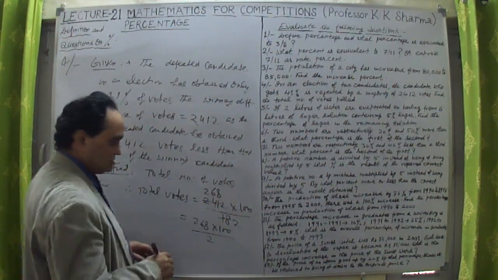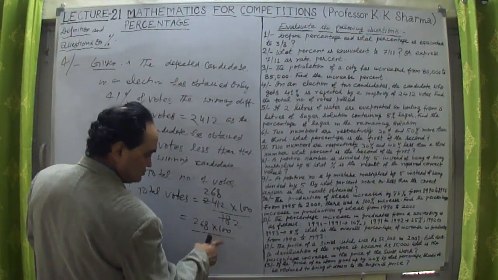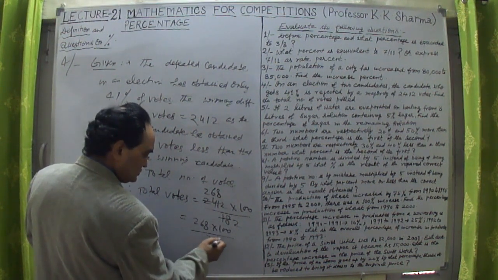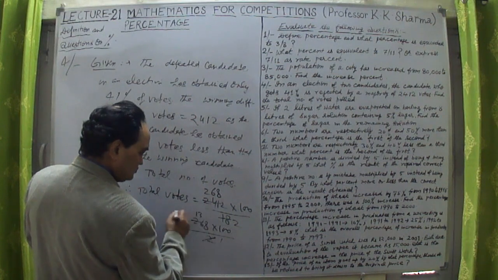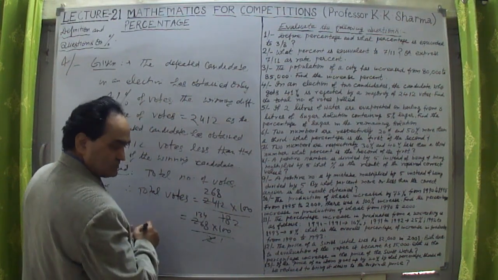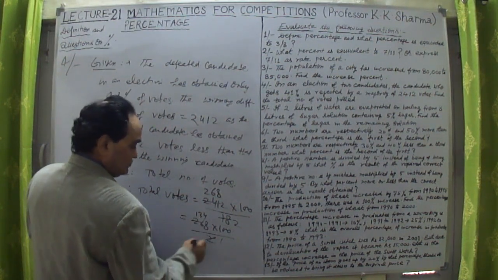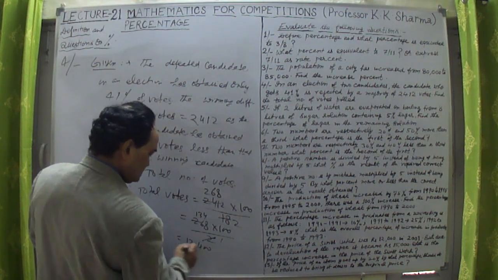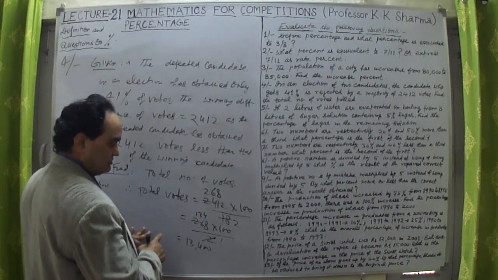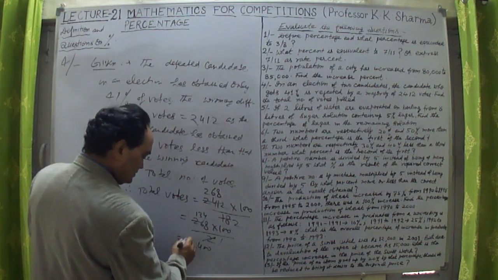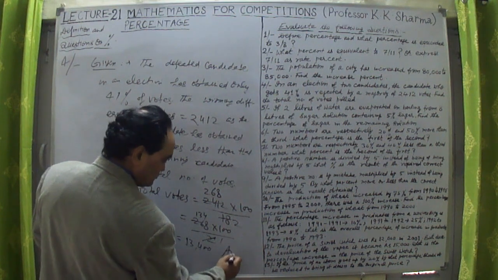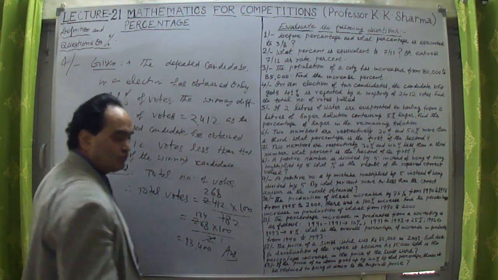So 268 into 100, again divided by 2 in the denominator. Let me divide by 2 again: 2 1s are 2, 2 3s are 6, 2 4s are 8. So we get 134. So 100 multiplied by 134 is 13,400. This is the answer here. So the total number of votes was 13,400.